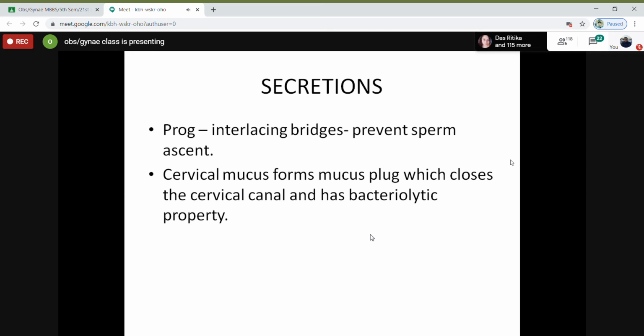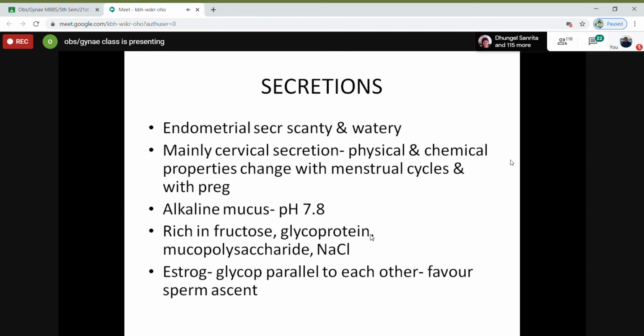The cervical mucus forms a mucus plug which closes the cervical canal and has bacteriolytic property. So basically it is the cervical secretions which matter. The cervical secretion is alkaline, it has a pH of 7.8. But the vagina is acidic, all of us know, right? So the vaginal pH is acidic. It is the cervical mucus which is only alkaline, with a pH of 7.8.